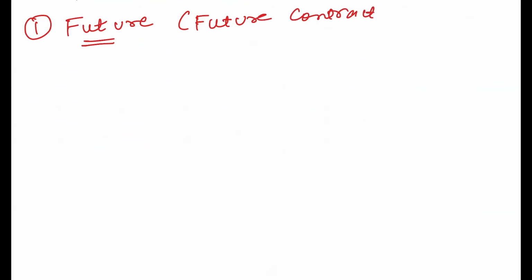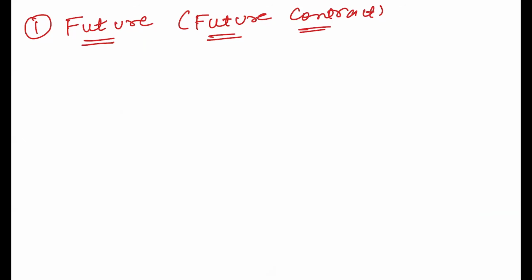First, futures. Some people say future contract, some say future. But let's say futures, or we can also say future contract. A future contract is basically a standardized financial derivative that obligates the buyer to purchase and the seller to sell an asset at a predetermined future date at a predetermined price.